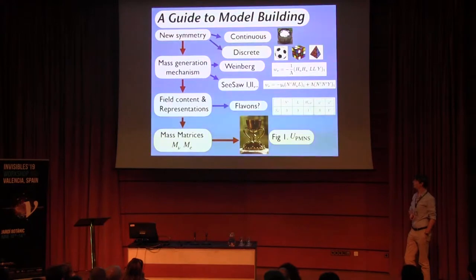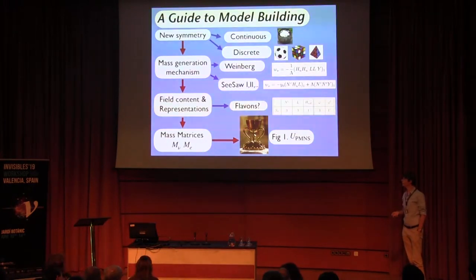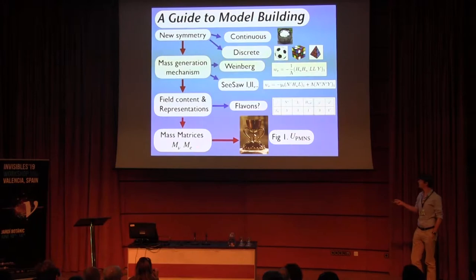Then you have to choose your field content and representations. What I mean by field content is if you want to introduce any extra flavons, and then you have to specify what the VEVs are. And then you have to choose the representations for your standard model content, so you have your right-handed neutrinos, left-handed neutrinos, and also the representations for the flavons. After you've chosen all of this, this exactly gives you your mass matrices. You can have this for just the neutrino mass matrix, or you can also include dynamics in the charged lepton matrix. And this gives you the holy grail of the PMNS matrix, from which you can extract all of your experimental parameters that you saw previously.